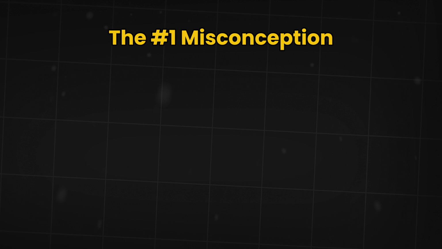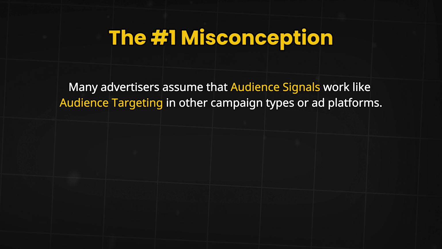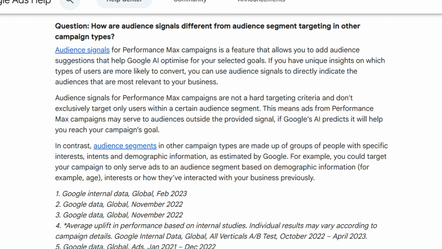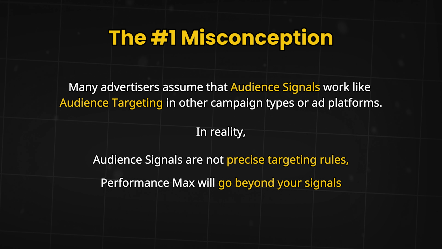First, let's clear up the number one misconception, and that is that Performance Max audience signals work in a similar way to audience targeting in other campaign types or even on other ad platforms. In reality, audience signals are not precise targeting rules. In fact, Google has officially confirmed that they're just signals and that Performance Max will go beyond your signals. They are there to help guide your campaign in the right direction initially, but your Performance Max campaign will also test audiences outside of your signals and will optimize based on the incoming conversion data.